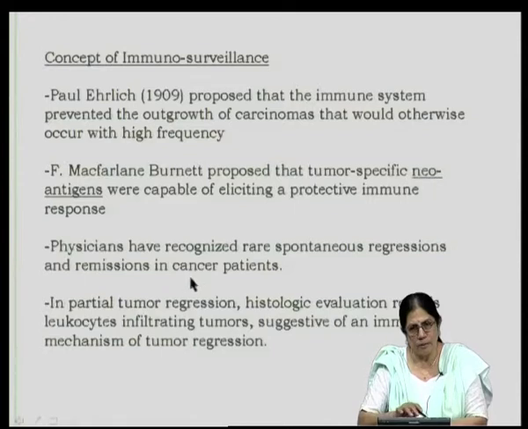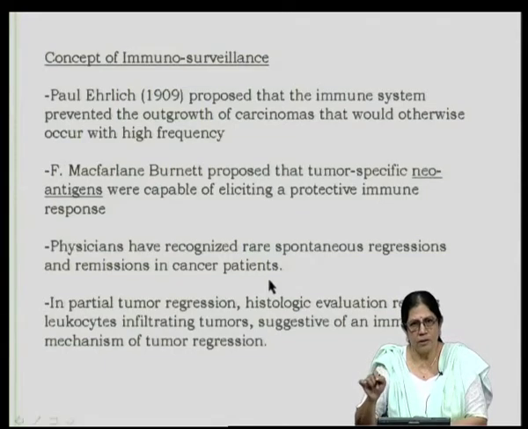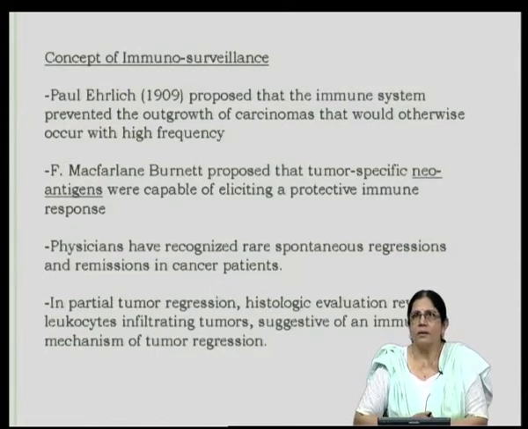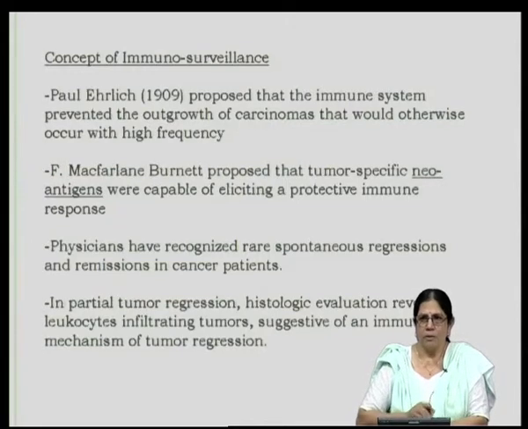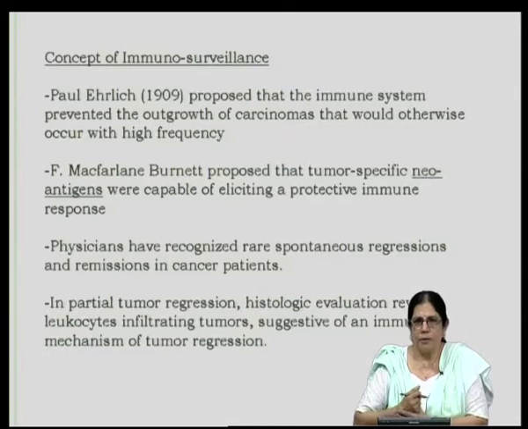There are a large number of reports in the literature. Physicians have recognized rare but spontaneous regressions and remissions in cancer patients. One such cancer is Burkitt's lymphoma, which is associated with Epstein-Barr virus. In these individuals there are often spontaneous regressions, which can be associated to a great extent with circulating antibodies, but more so with activated T cells against the cancer. Therefore, the immune system plays a role in allowing the cancer or in being able to mount an active fight against it.